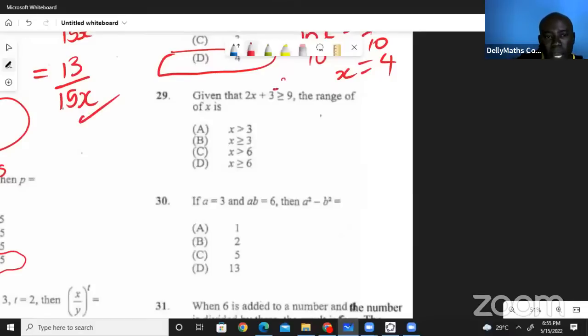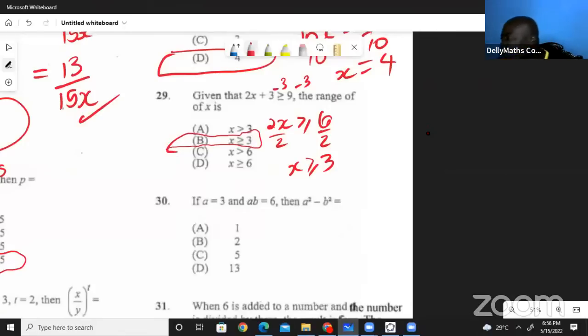So let us just subtract 3 from both sides. So we'll have 2x is greater than or equal to 6. All right, subtracting 3 from both sides. Then we're going to divide both sides by 2. So now x is greater than or equal to 3. We're looking for that. X is greater than or equal to 3. And the answer is B. Right there. Let me see who got it.